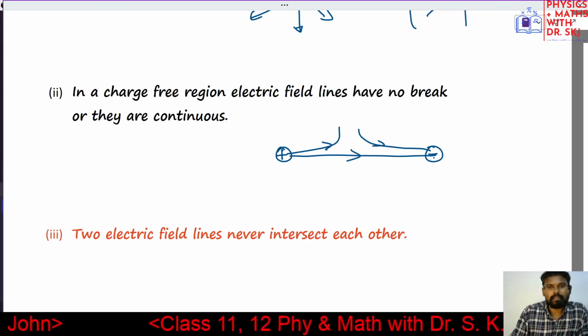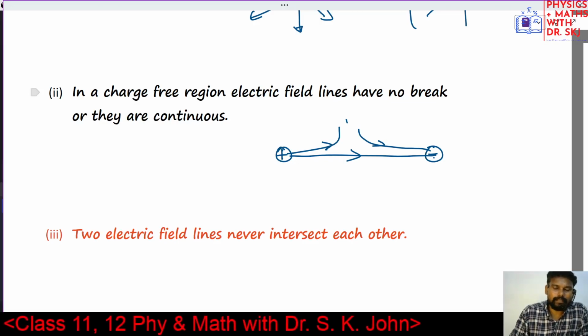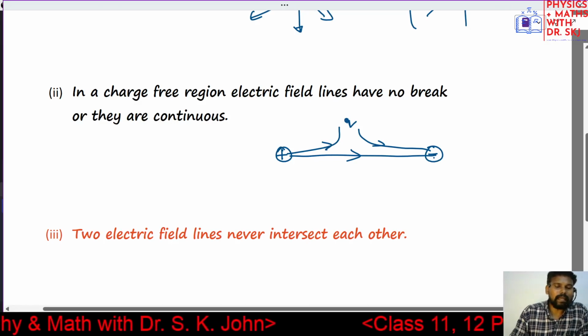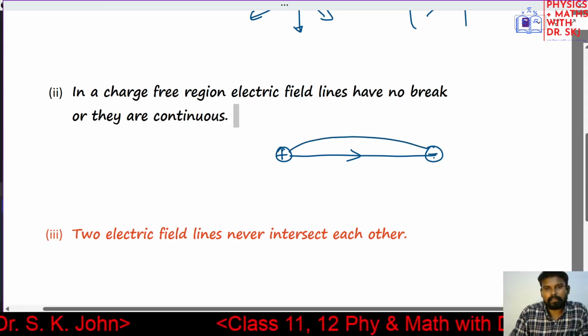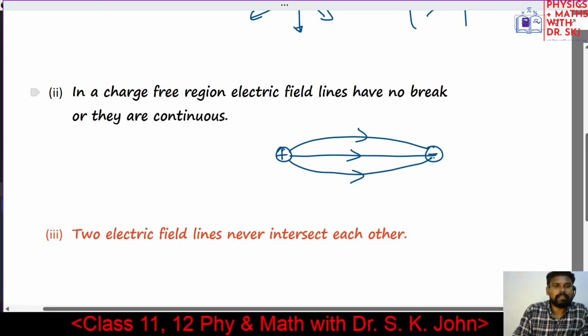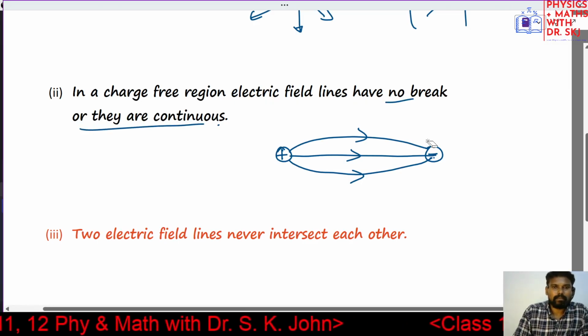Suppose there is a positive charge or a negative charge placed here, so the field can be like this. But if there is no charge, the field will be continuous like this. There will not be any breaks in a charge free region. Electric field lines have no break, they are continuous.